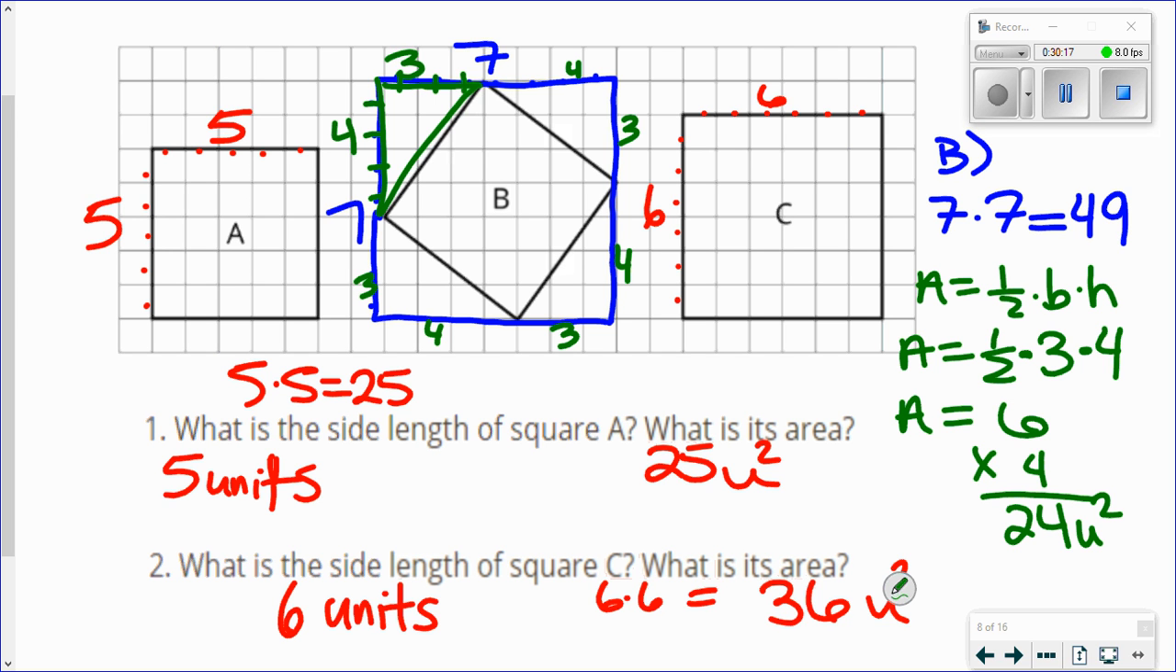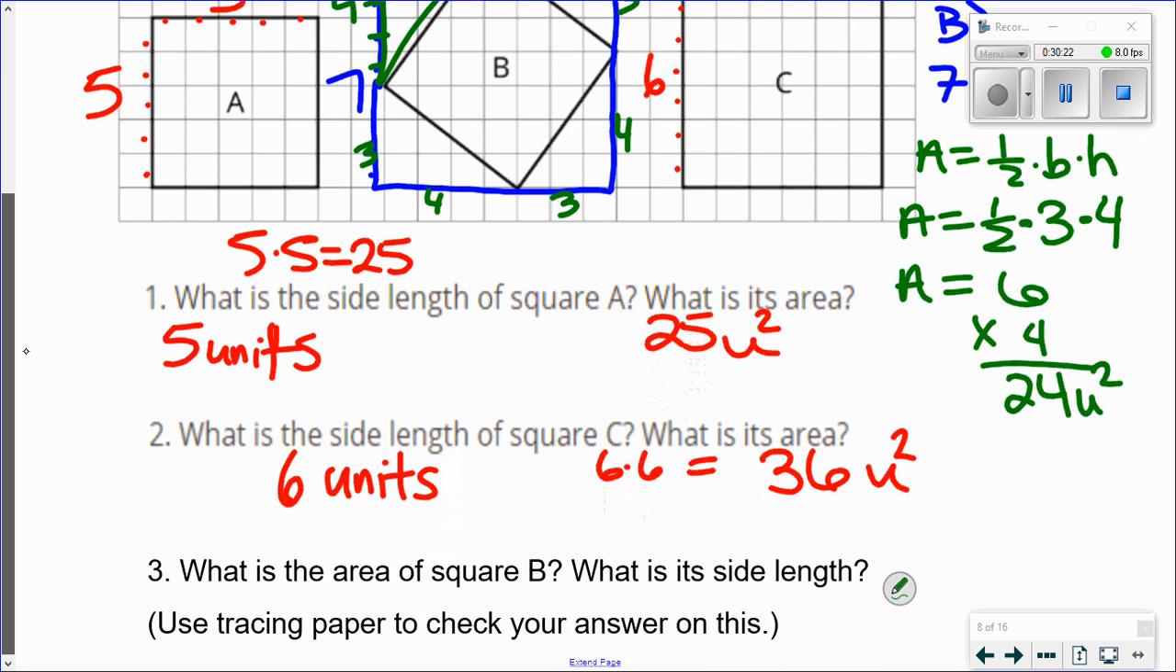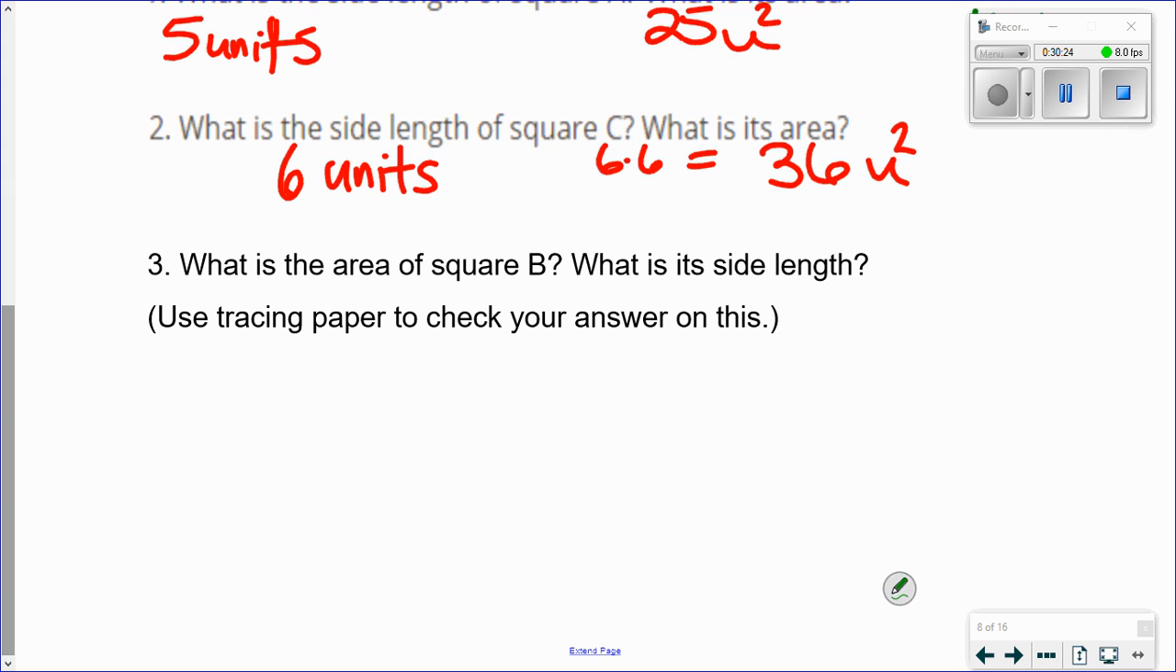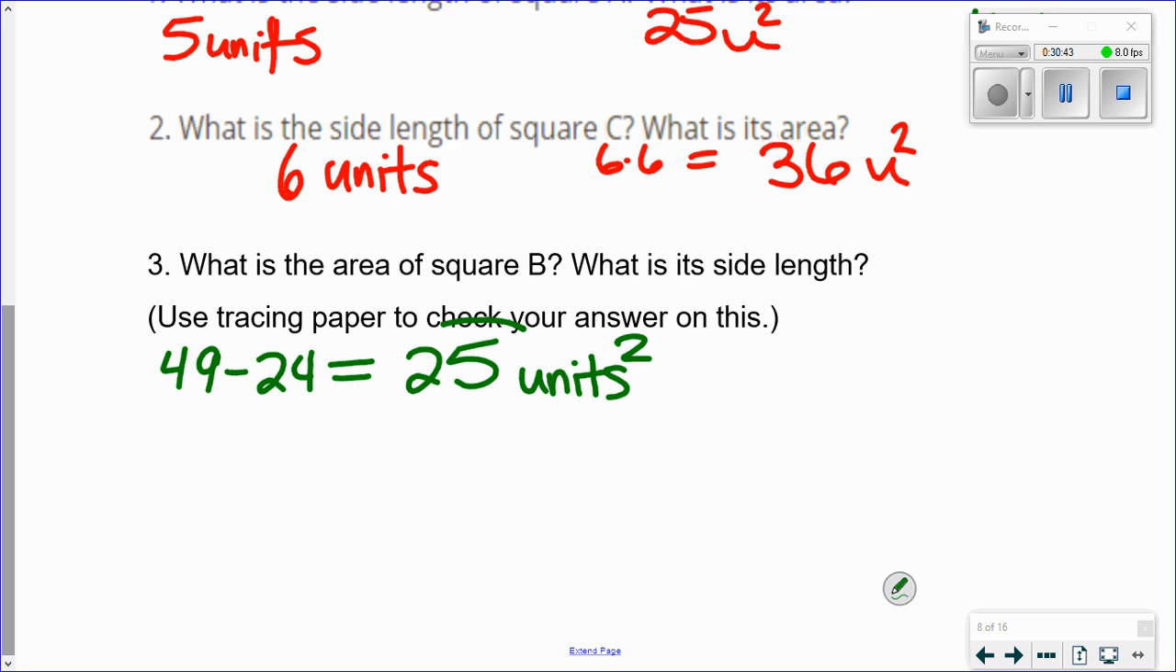So I'm going to take those white triangles, subtract it from the square I created. So that's 49 minus 24. So 49 minus 24 gives us an area of 25 square units. All right, so there's our area of figure B.